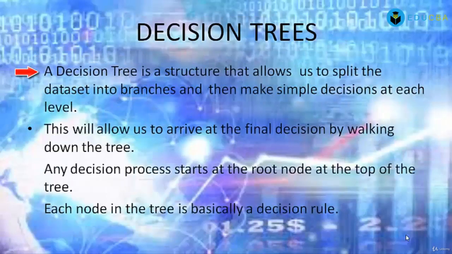A decision tree is a structure that allows us to split the data set into branches and then make simple decisions at each level. This will allow us to arrive at the final decision by walking down the tree, and that's why its name is decision tree. Any decision process starts at the root node at the top of the tree. Each node in the tree is basically a decision rule.